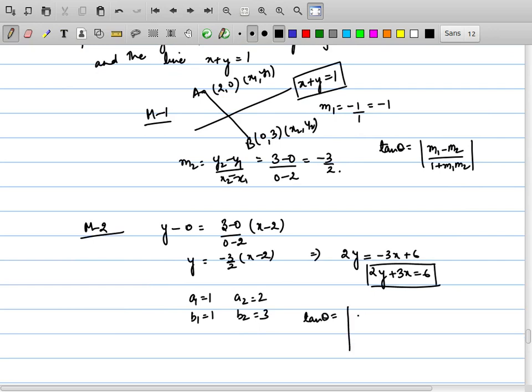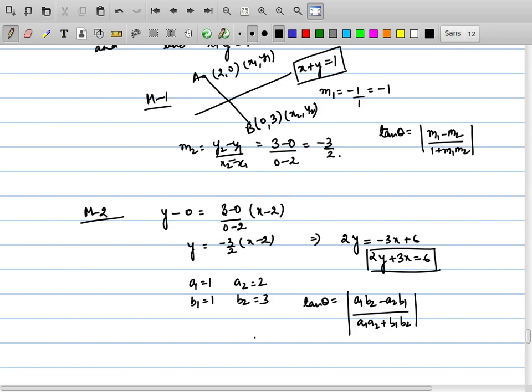What was it? a1 b2 minus a2 b1 upon a1 a2 plus b1 b2. We can use this method also. But this is useful when both the equations are given to you. If you have to find the slope using 2-point form, then it is of no use first finding the equation of the line and then using this formula, because we can obviously find m2 and m1 straight away.